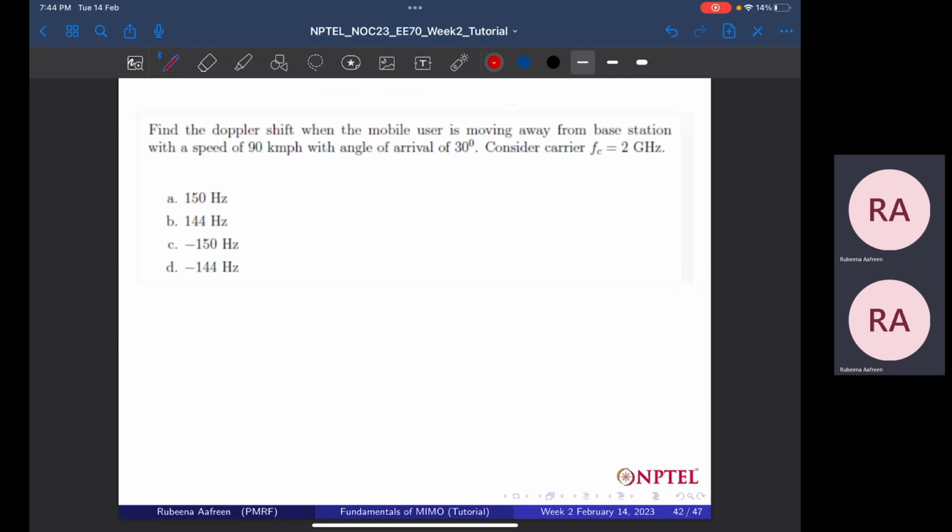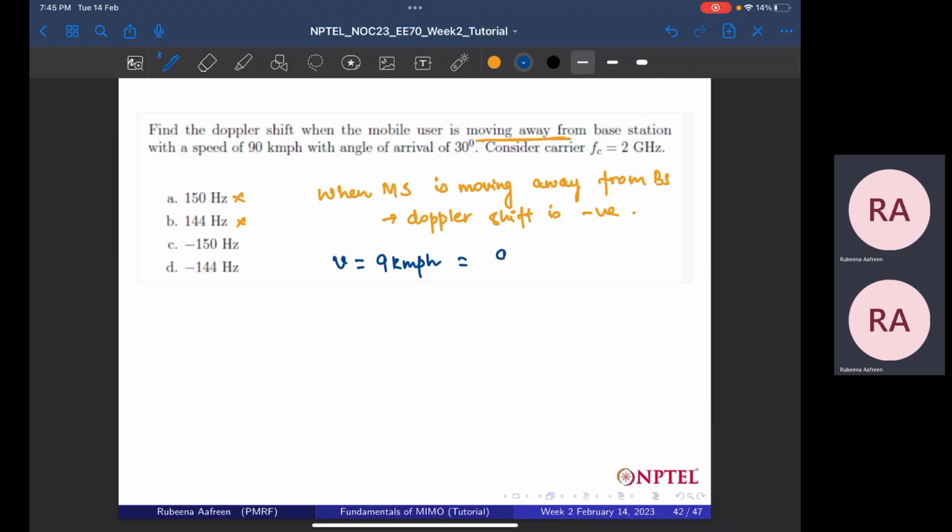Now we have to find the Doppler shift when the mobile user is moving away from the base station. So this is one important point that it is saying that this is moving away from the base station. So when mobile user is moving away from base station, Doppler shift is negative. So these two are not there. Now we have two options to choose from. So if the velocity is 90 km per hour, you convert it into meter per second, which is 25 meter per second.